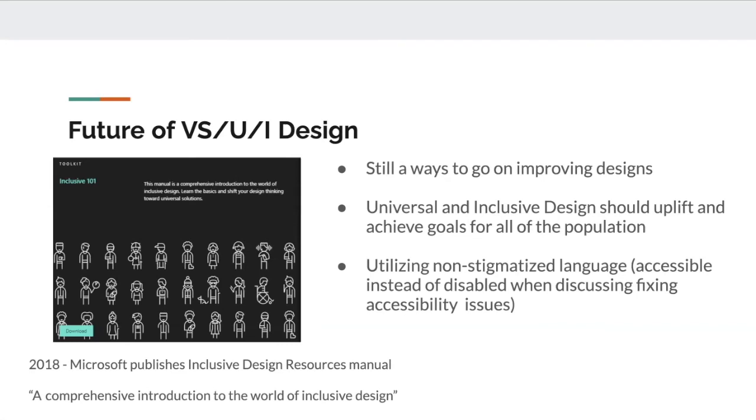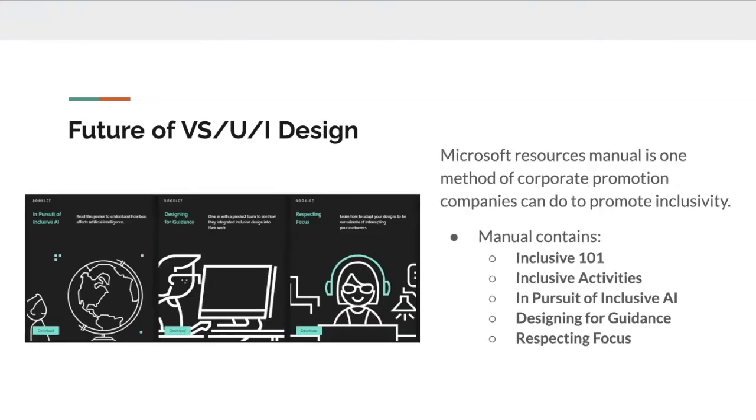In Jane Bringle's article, Barriers to Universal Design and What to Do About Them, she mentions that universal designing must do better to seek to progress a case of inclusiveness against a background of entrenched stereotyping and stigmatization. A way to remedy this is to use the word accessible instead of disabled when discussing things like ramps or parking spaces. In 2018, Microsoft launched its inclusive design resources.